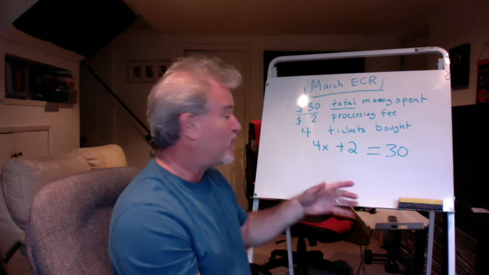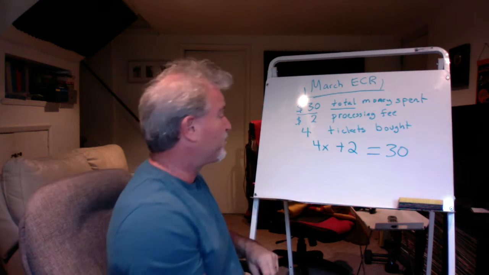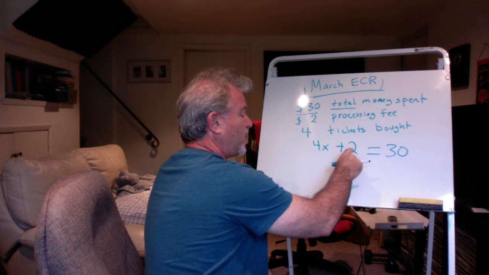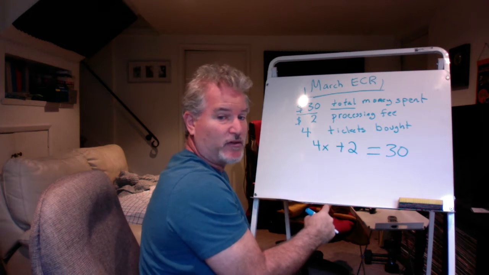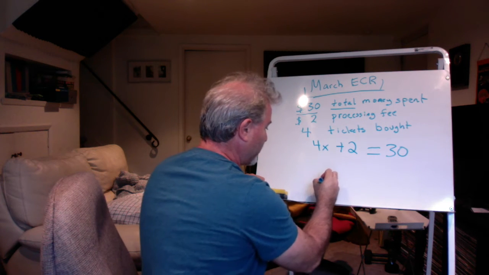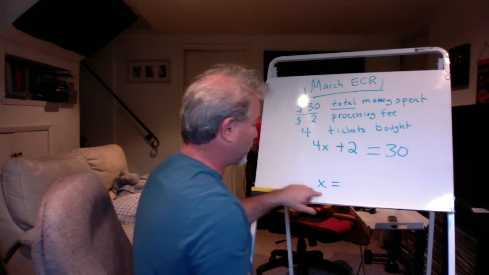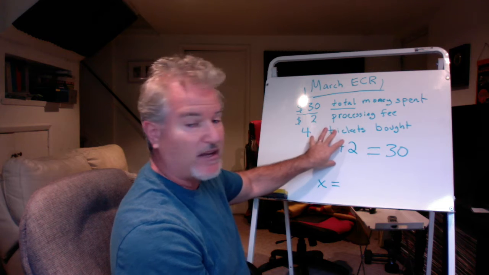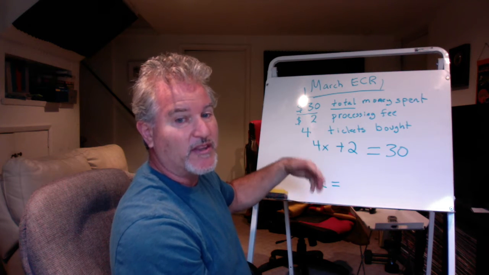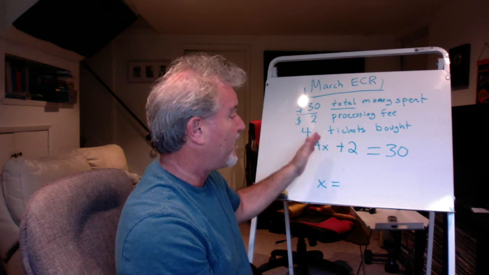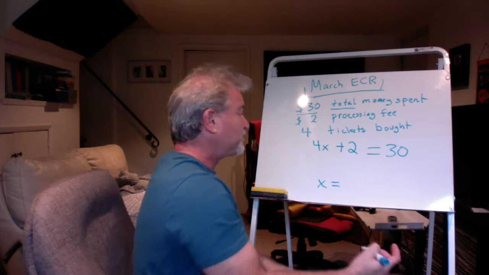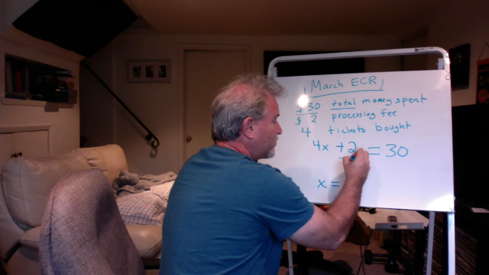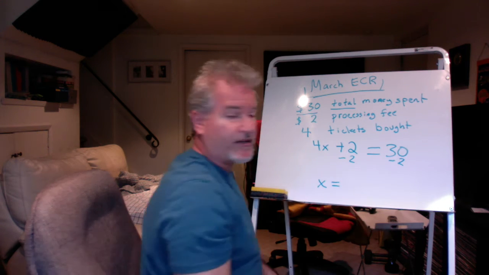Then to solve the equation, to solve for x, you want to get rid of everything on this side of the equation, so you're left with x equals. That's what we want to eventually know. We want to know how much each ticket costs. We do that by getting rid of everything on this side of the equation by doing the opposite of what it tells us. And then we have to do that to the other side. So the first thing we're going to do is get rid of this 2 by subtracting 2 from both sides.